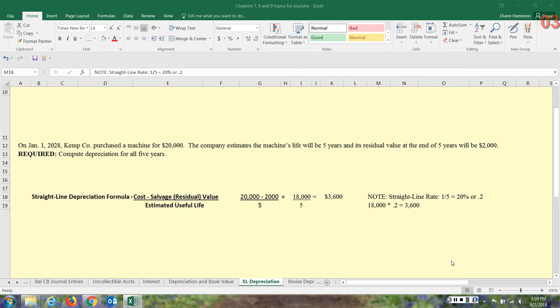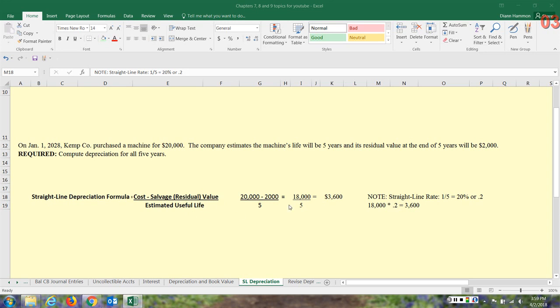So next you see the formula. Straight line depreciation formula. Remember, it will be different for other methods. So the straight line is the simplest, easiest one you can work with. So the cost, this is historical cost, minus the residual or salvage value, which means the same thing. Then you want to divide that by the estimated useful life.